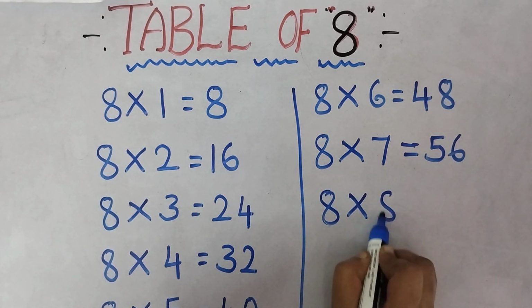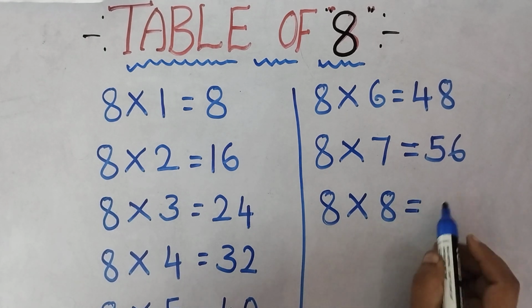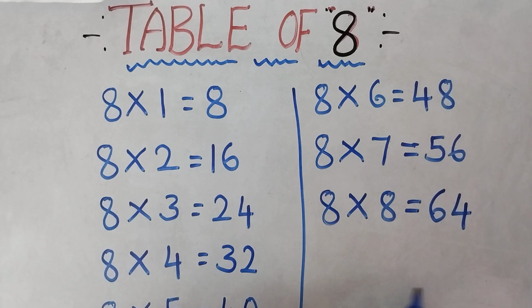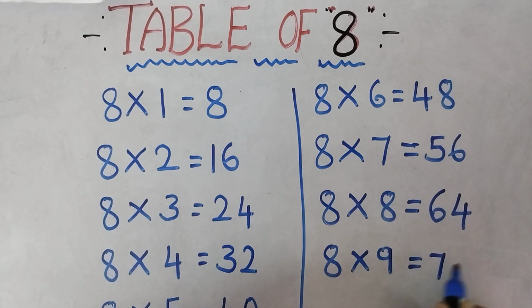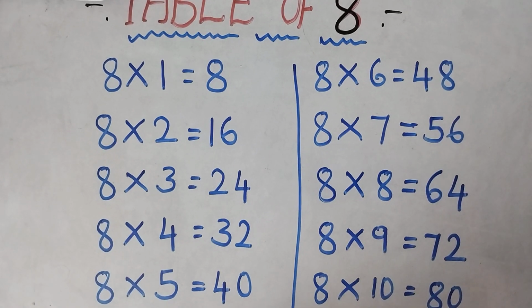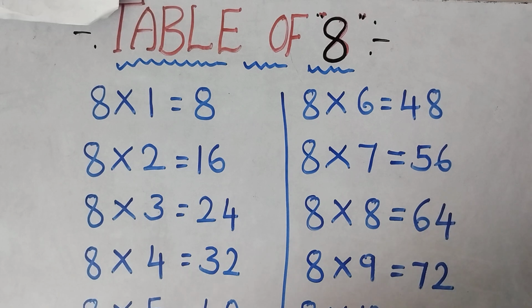8 into 8 is equal to 64. 8 eights are 64. 8 into 9 is equal to 72. 8 nines are 72. 8 into 10 is equal to 80. Means 8 tens are 80. So, repeat after me children.